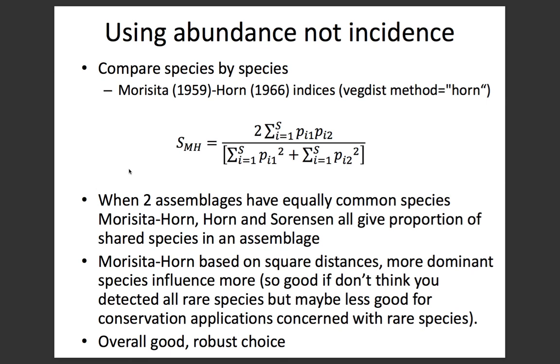So when 2 assemblages have equally common species, the Horn and Sørensen's all give the proportion of the shared species in an assemblage. But Morisita-Horn is based on the squared proportions, so the more dominant species influence it more. So if you don't think you detected all the rare species or you have a weird rare tail in your relative abundance, Bray-Curtis may be less good for use here. And so it'd be better to use the Morisita-Horn because you're making these individual proportional comparisons of the 2. It's an overall good, robust choice.